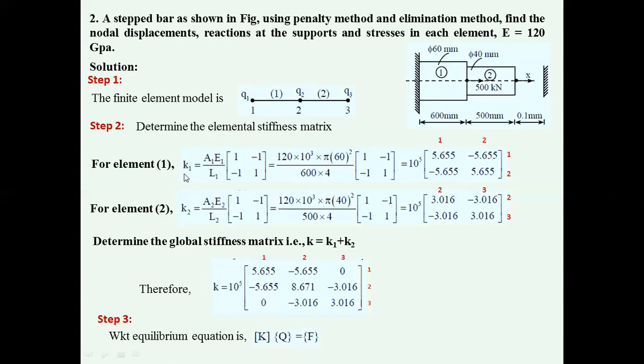So take for the first element K1, which is equal to A1 E1 by L1 times the matrix [1 -1; -1 1]. The value of A1 is pi d square by 4. So pi into 60 square divided by 4, into the E value, which is 120 GPa. So 120 into 10 to the power of 3 Newton per mm square, divided by 600. You do the simplification of this, you'll get 5.655 into 10 to the power of 5.